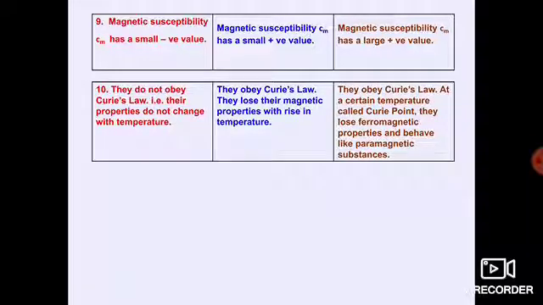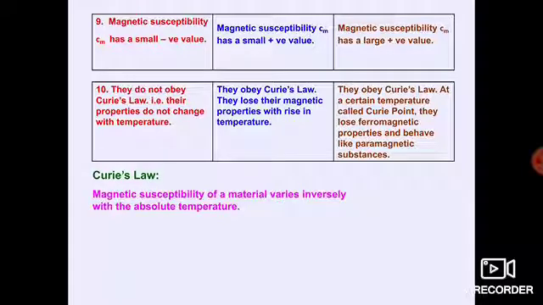Now the 10th difference is they do not obey Curie law, that is their properties do not change with temperature. Now para actually obey Curie law. They lose their magnetic property with rise in temperature. Ferro obey Curie law at a certain temperature called Curie point. They lose ferromagnetic properties and behave like paramagnetic substances.